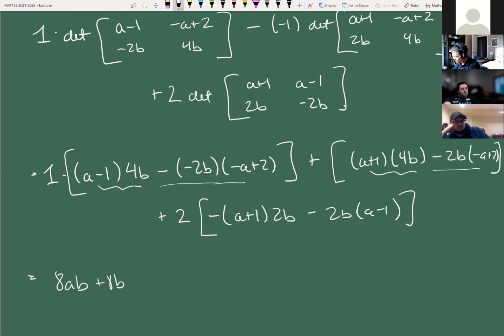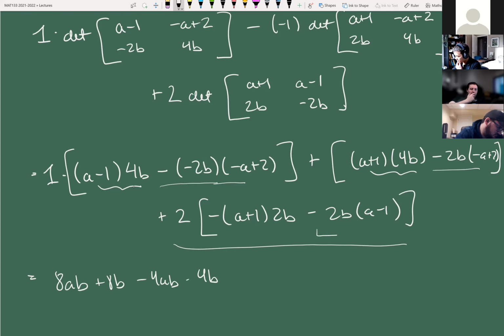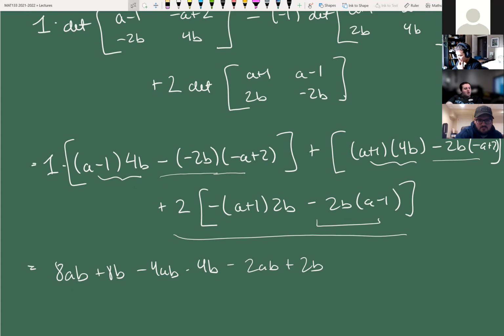And then here, what am I going to get? So I'm going to get minus 4ab minus 4b, then minus 2ab plus 2b. That's a little bit weird. Where did I do my algebra? I think you're slightly off. The 8b, where do you get that second 8b?